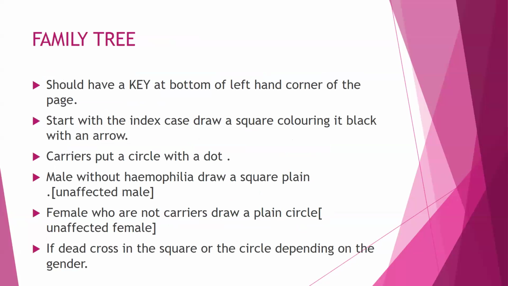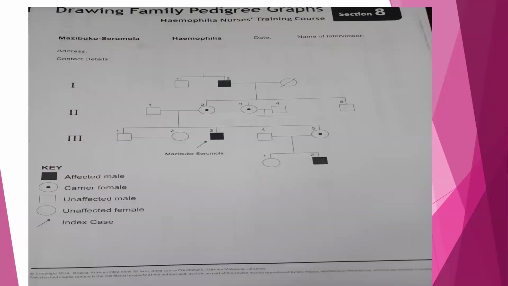And this is how we're supposed to draw that family tree. You should have a key at the bottom left hand corner of the page. Then you start with the index case: draw a square, coloring it black with an arrow. For carriers, put a circle with a dot. That is a patient who is a carrier. For a male without hemophilia, you draw a square. This is an unaffected male. If it's a female who is not a carrier, you draw just a plain circle without a dot. If the patient is dead, you just cross the square or the circle, depending on the gender.